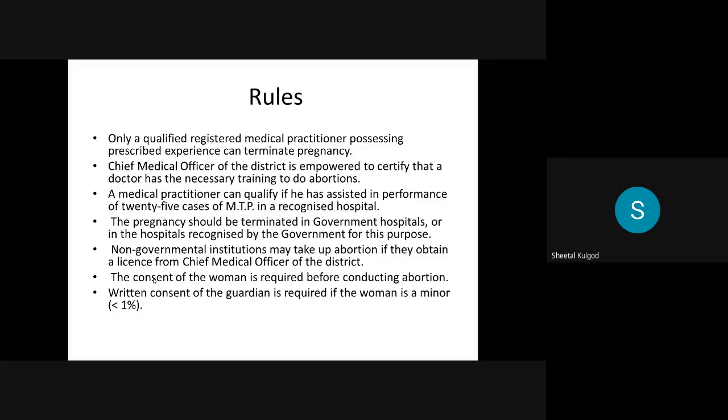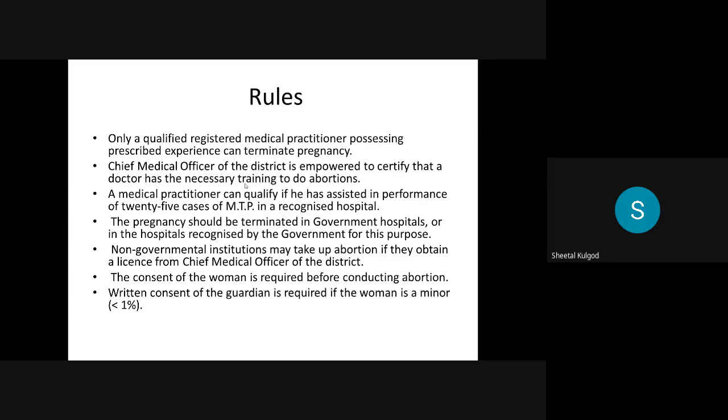The consent of the woman is required before conducting any abortion. The written consent of the guardian is required if the woman is a minor. Now, with all this, you need to understand that the only person who can legally offer a medical abortion is a registered medical practitioner, and that person has to be trained, and we always have to take permission from the chief medical officer, which in our case is the district health officer, or the DHO, who heads the district health system.